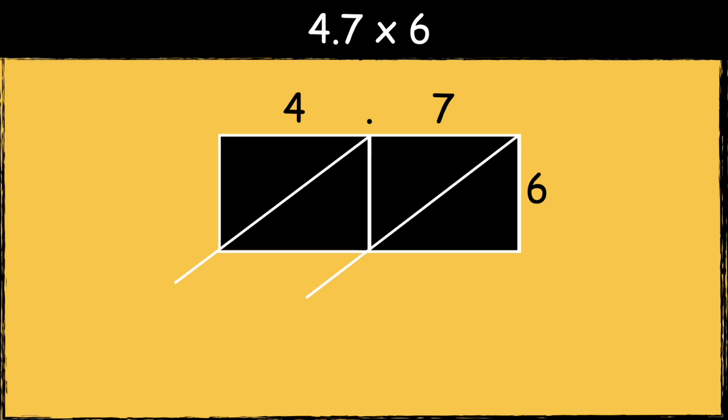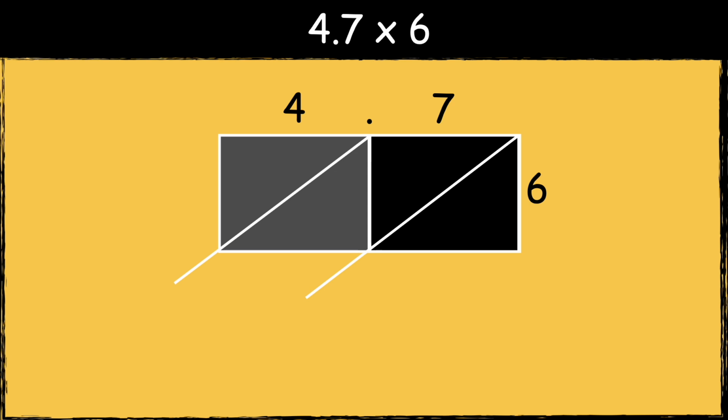Here is the next example. 4.7 multiplied by 6. First, draw your box. As we're multiplying 2 digits by 1 digit, the grid will need to be 2 by 1. We put 4.7 along the top and 6 down the side. Next, draw the diagonal lines across the boxes. Now we're ready to multiply.